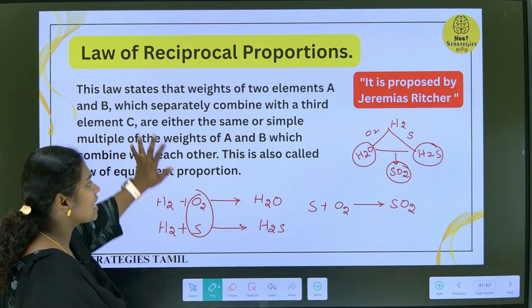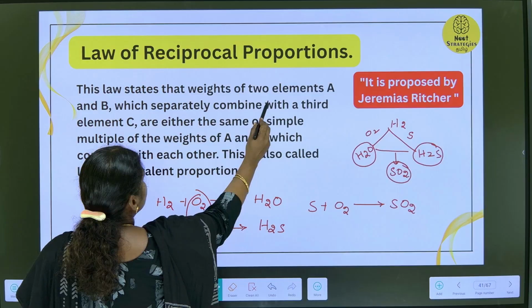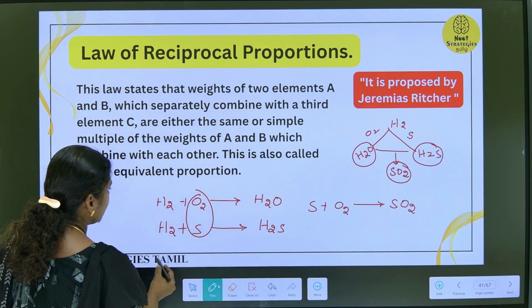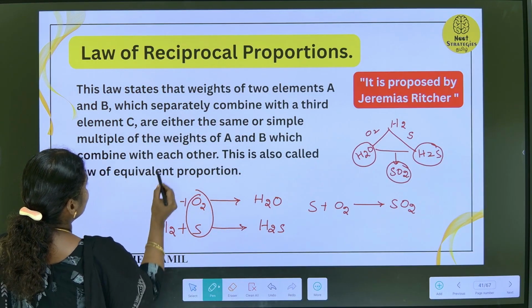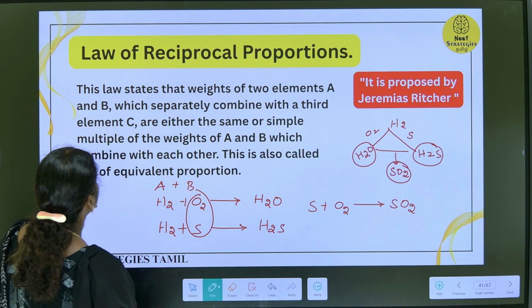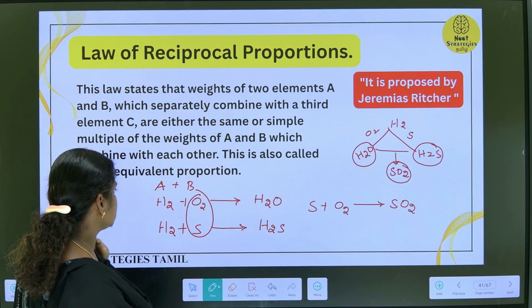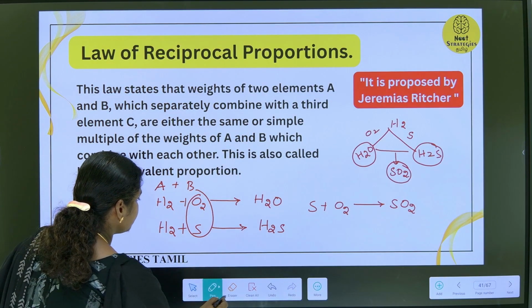Okay, now come to the statement. This law states that the weights of the two elements A and B, which are separately combined with the third element C. Let's take A and B.